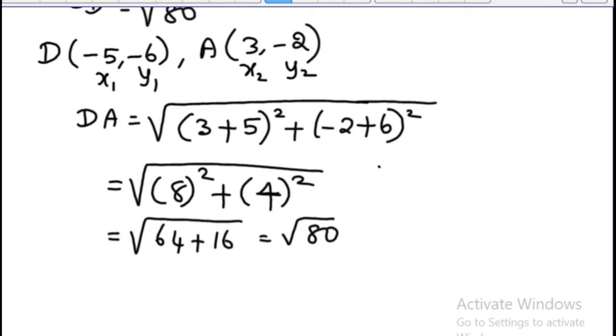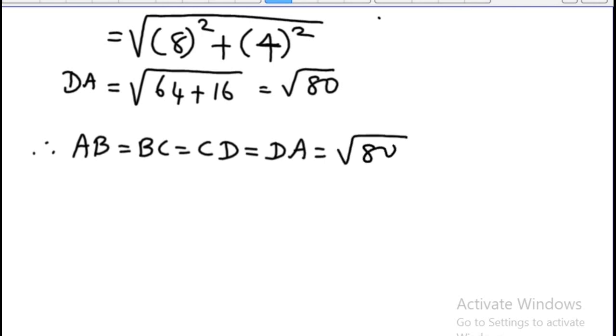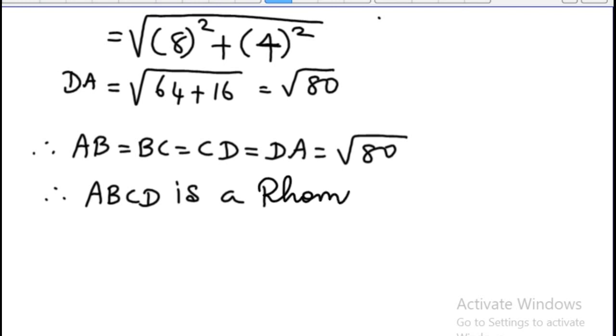Therefore AB is equal to BC is equal to CD is equal to DA is equal to root 80. Therefore ABCD is a rhombus. In this sum also we have a second subdivision, that is homework. Okay, thank you children.